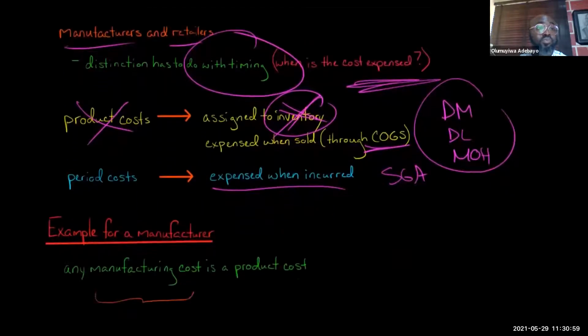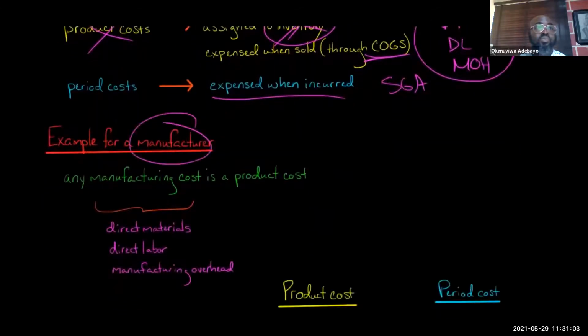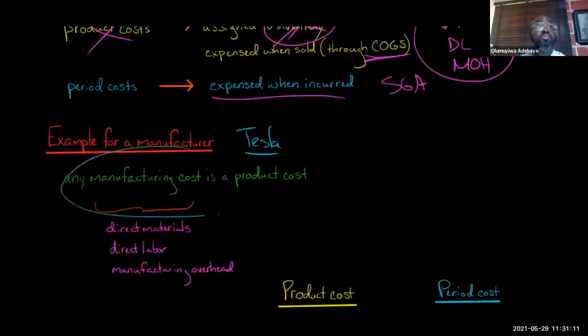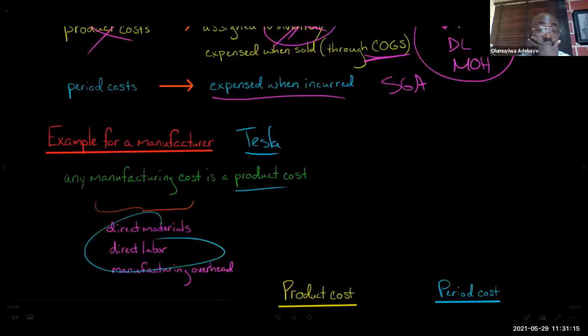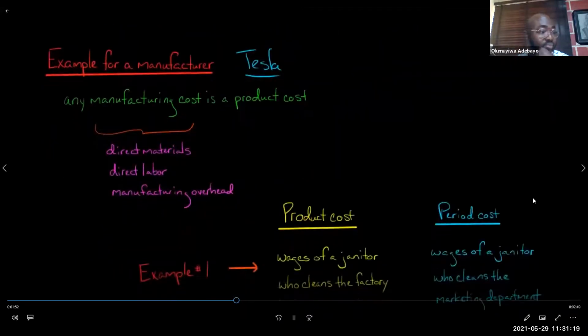Let's get into a little more depth with an example. We'll say we're doing a manufacturer, the company Tesla. Tesla is a manufacturer, so we're going to use them. Remember, any manufacturing cost is considered a product cost: direct materials, direct labor, and manufacturing overhead. But let's get into some specifics with a couple of examples.